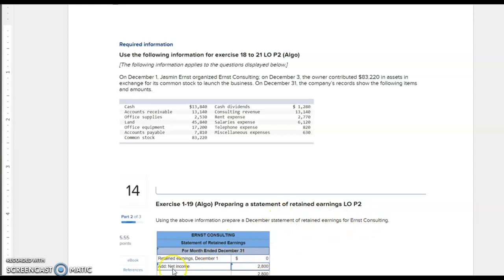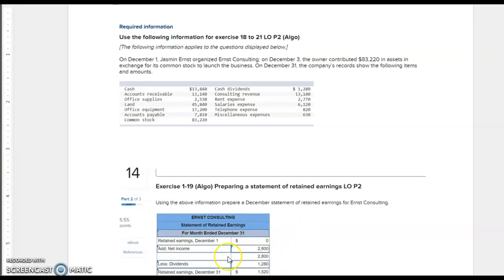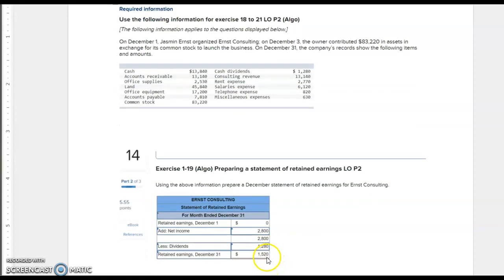And then we'll add net income. Our net income is taken from our previous income statement of $2,800, and then less the dividends. And our dividends are found here as cash dividends, $1,280. We would subtract the dividends from the net income for a total of $1,520, being the retained earnings as of December 31st.